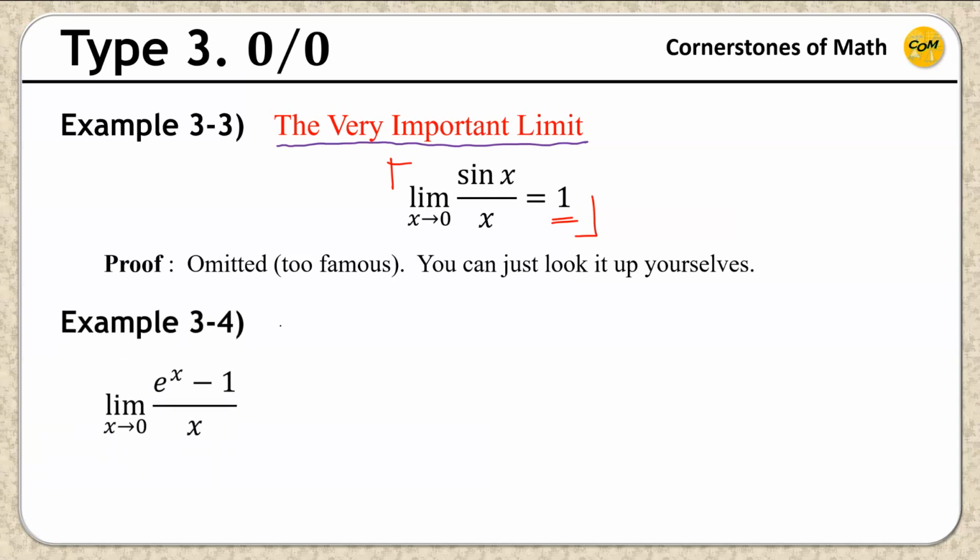Another famous 0 over 0 type limit that appears in basic textbooks involves the exponential function, which you can easily evaluate using L'Hopital's rule. It is the limit as x approaches 0 of e to the power of x divided by 1, hence it is 1.